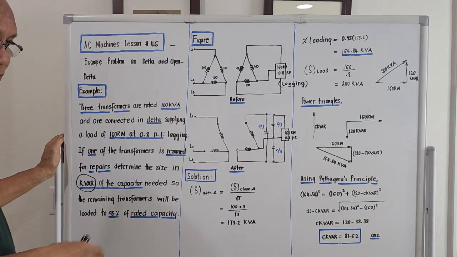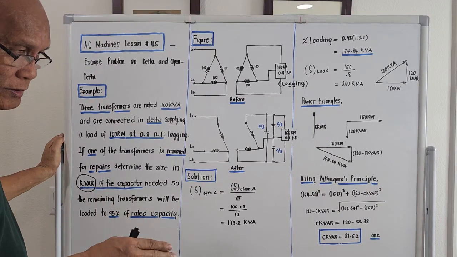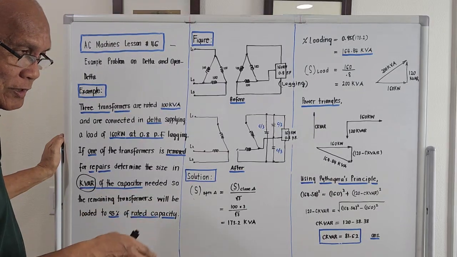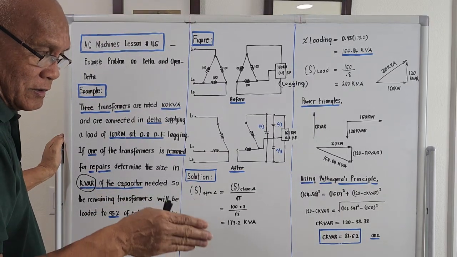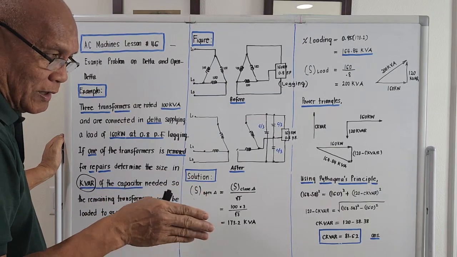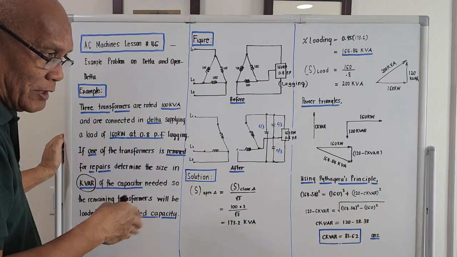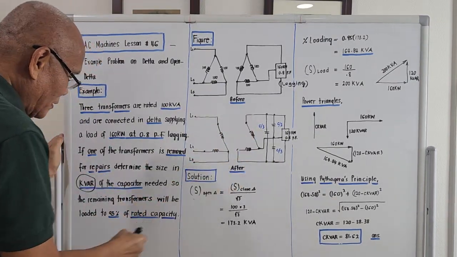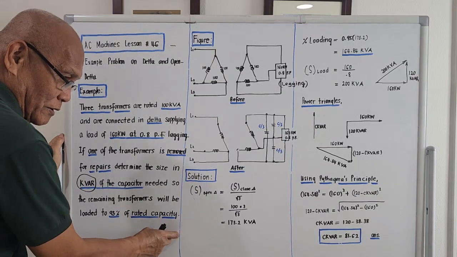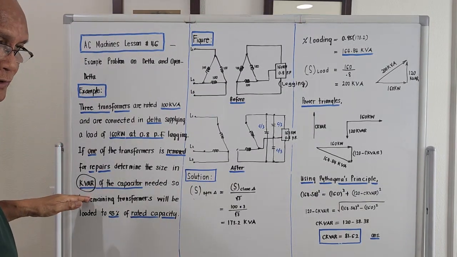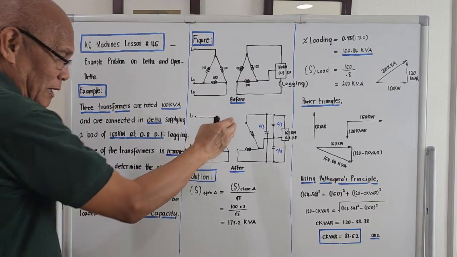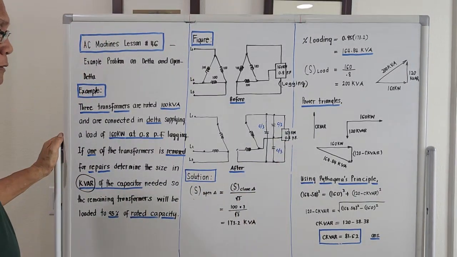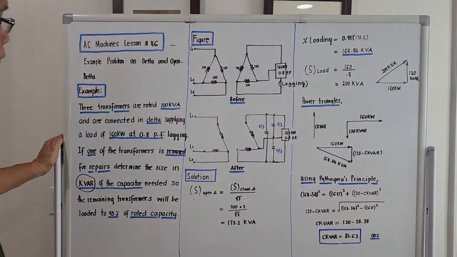So this is also a problem in connection with power factor correction. We are not correcting the power factor, but the introduction of the capacitor will lead to the elimination of some of the currents. So the remaining open delta will just be rated to 95% of rated capacity. Meaning, the kvar of the capacitor will help the open delta carry just 95%, and it will not be overloaded. Let's try to bring out the figure.